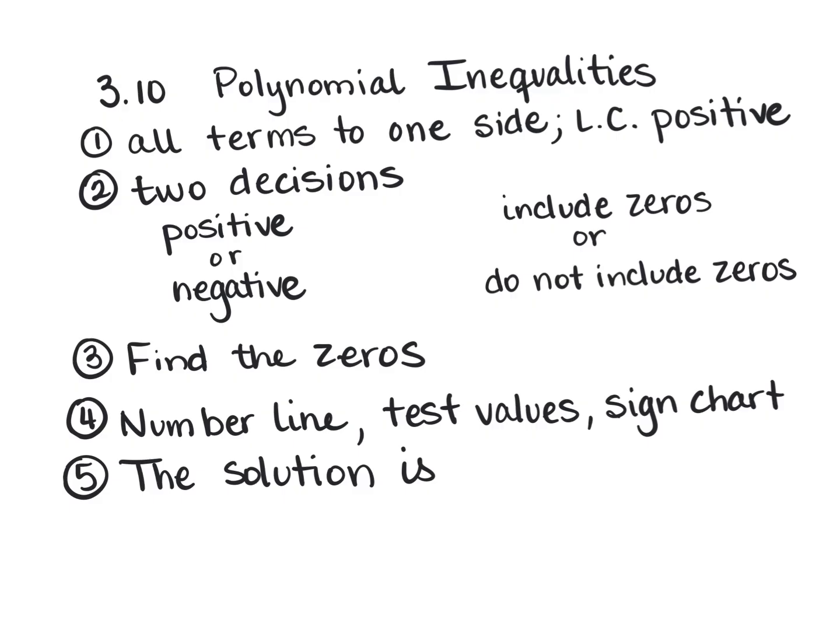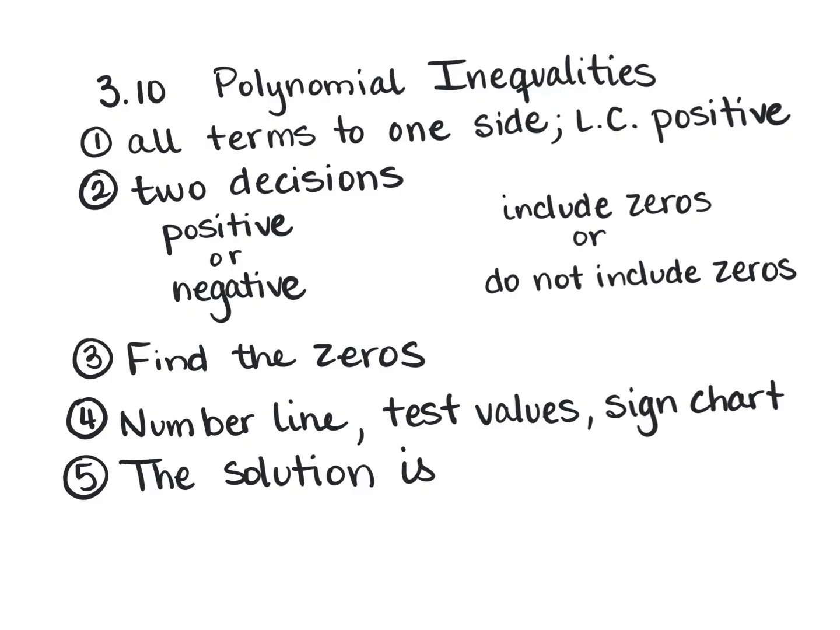The first one is that all terms go to one side, and you have to make sure that your leading coefficient is positive. Then you have 2 decisions to make. Based on which direction the sign is facing, you're either going to choose positive or negative. And whether the sign has the line underneath it determines if you include your zeros or not.